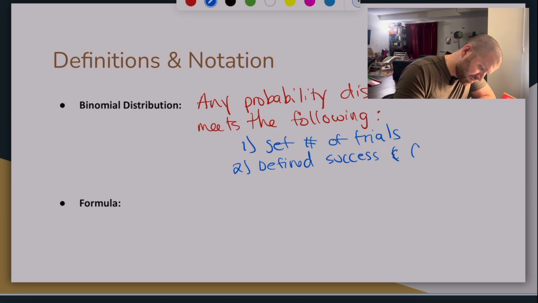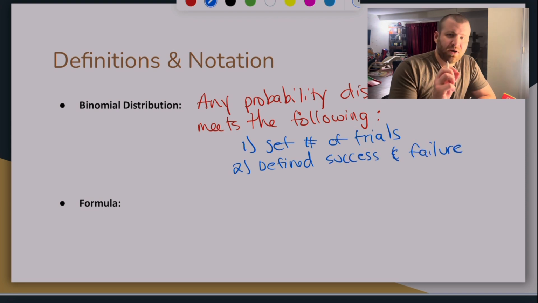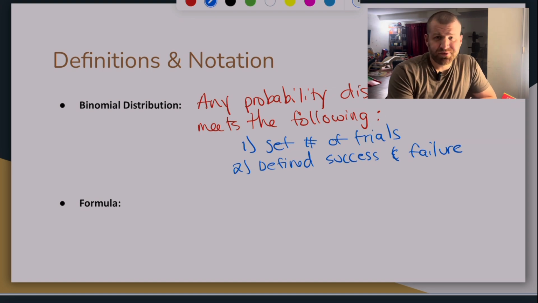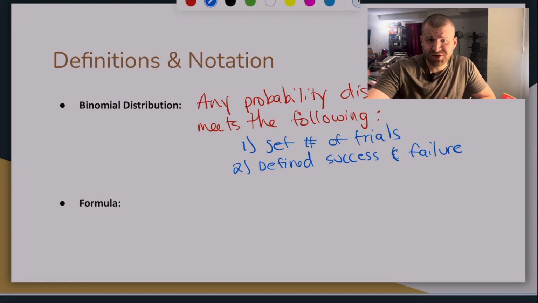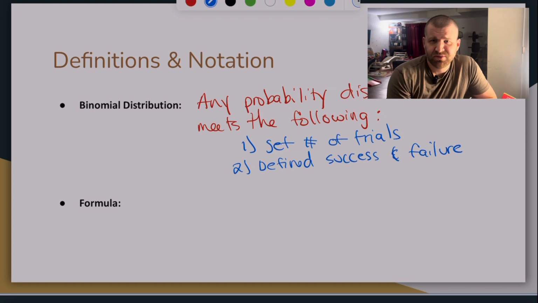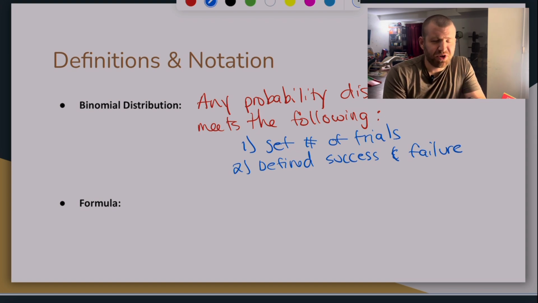success and failure. Now here, one thing that's incredibly important, success doesn't necessarily mean a good thing. Success is just what you're trying to find the probability of. So success could be losing, or testing positive for a disease. Success could also be something that doesn't really have any connotation at all, like flipping a coin and landing on heads, or rolling a 4 on a die. So just remember that success is just what you're trying to determine the probability of.